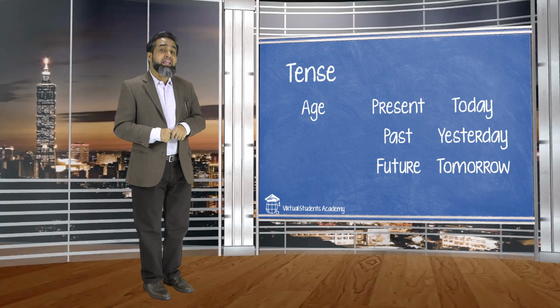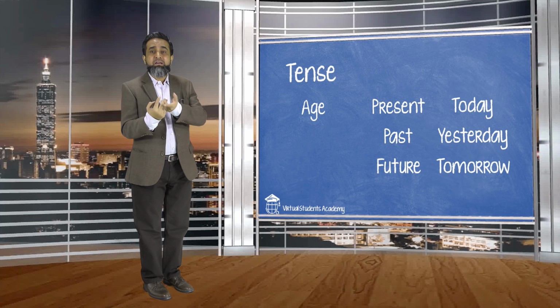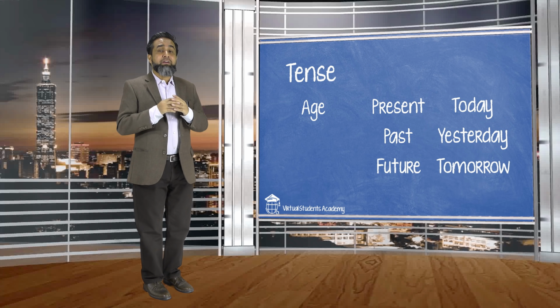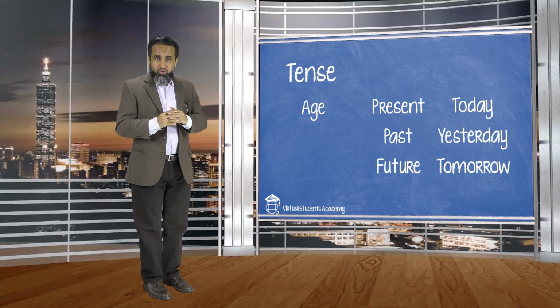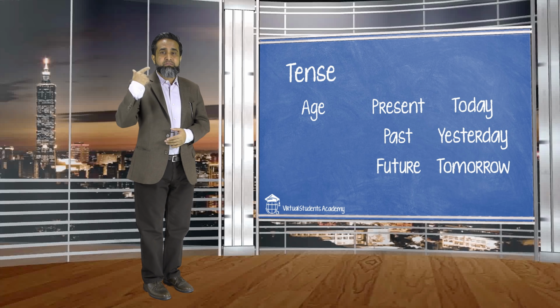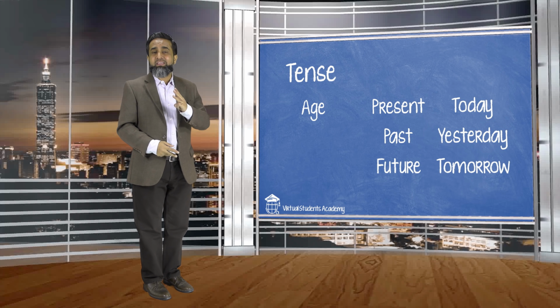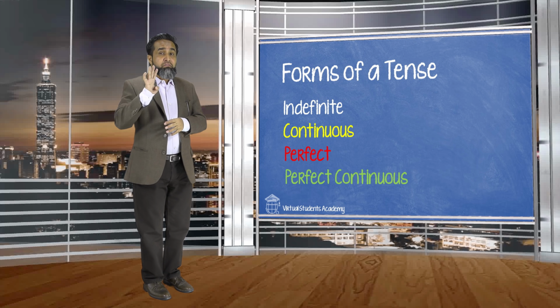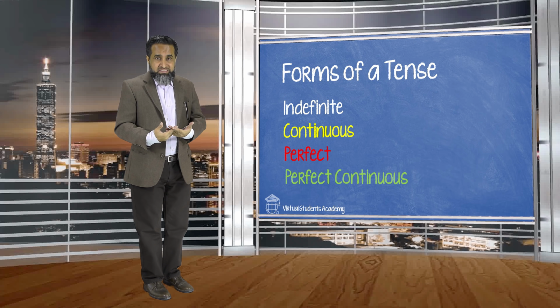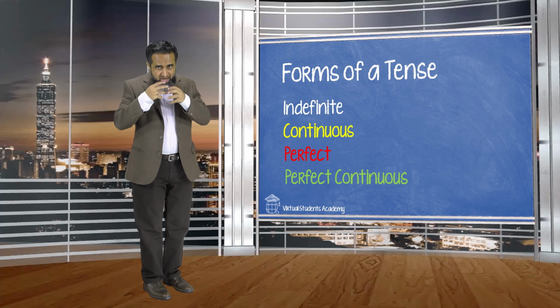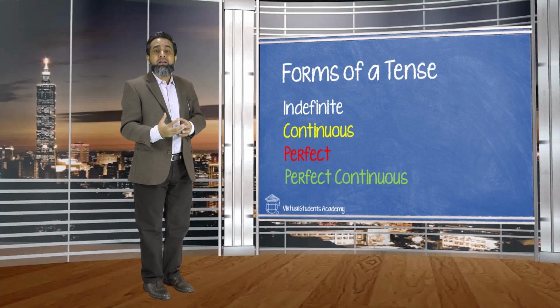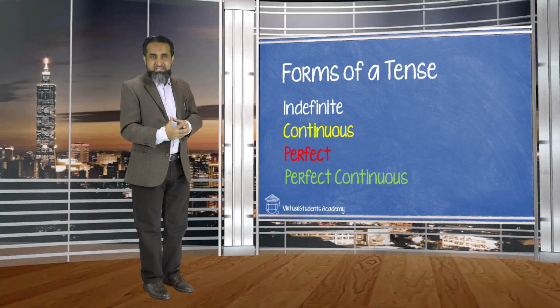There are three ages: present, past and future. That's all. If any time you would like to recall what a tense is, the answer is present, past, future. There are three tenses in the world. But there are four forms of a tense. Tense changes its shape. Tense will put a mask on its face.